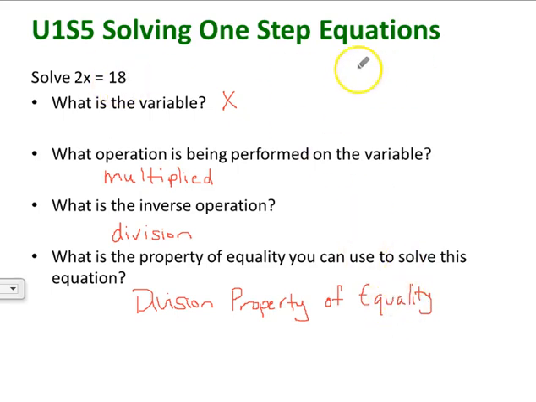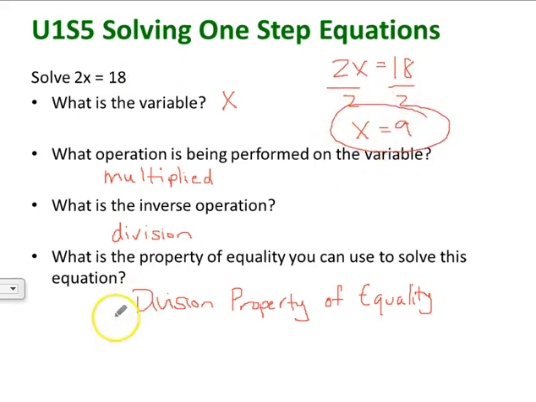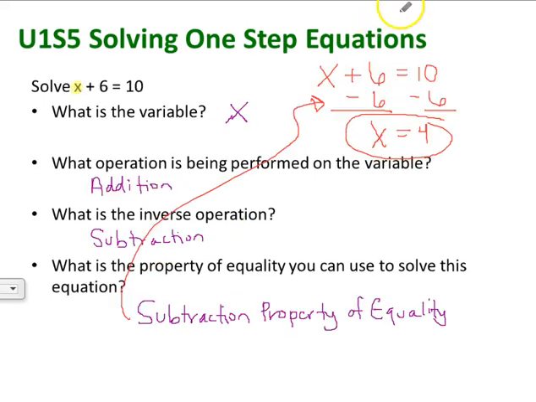So to solve this equation, when we've got 2x equals 18, we would divide each side by 2 and get x equals 9. So we use the division property of equality to solve this. We divided each side by 2. Whatever we did to one side, we did to the other. And that's where we get that property of equality, that whatever we do to one side, we have to do to the other side.